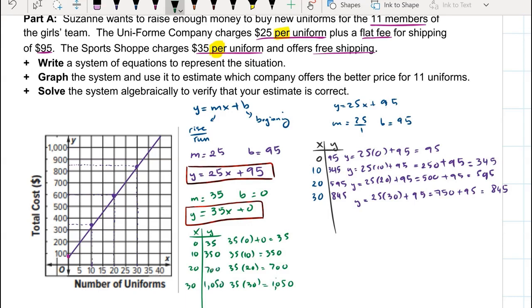Okay, so now we're going to graph this. 0 is 0. 10 is 350, which is less than half of 0 to 1,000, somewhere around here. 20 is 700, so 20 goes up to 700. And 30 uniforms is $1,050. So it's a little bit above 1,000.